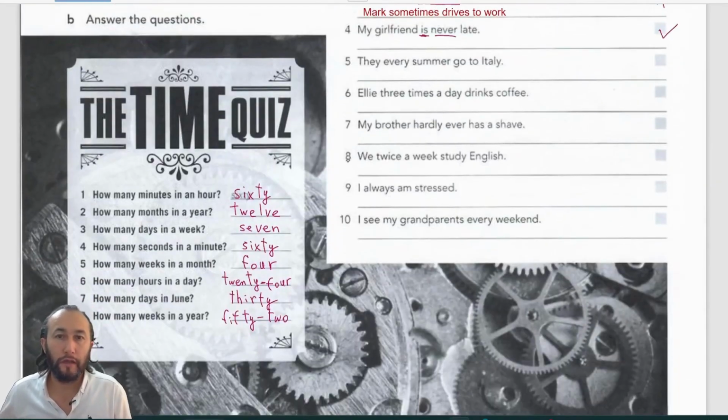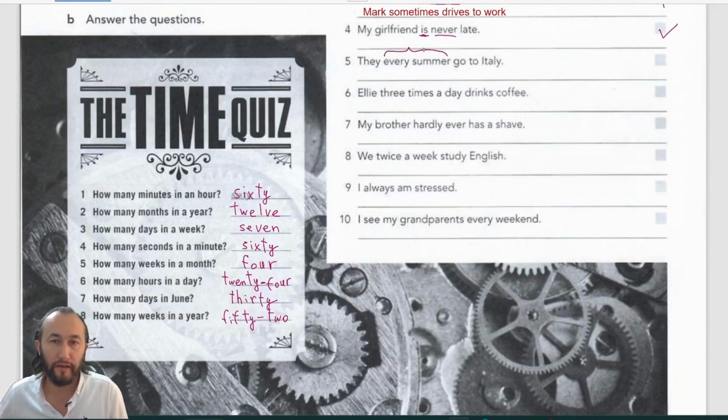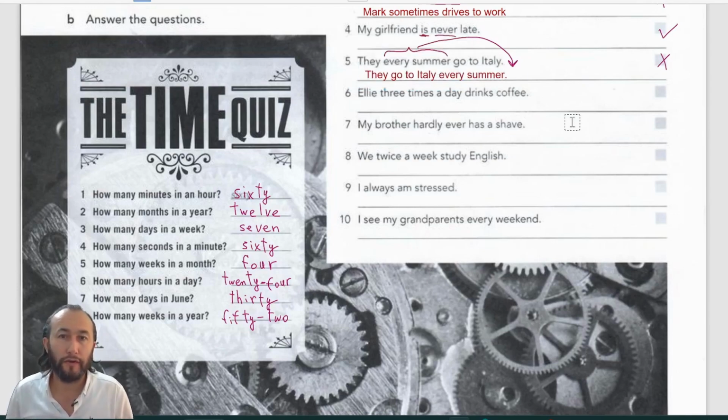Number 5. Let's scroll down a bit. There you go. They every summer go to Italy. We've got the same problem here. Every summer, every day, every month, every week are expressions of frequency. So they have to be placed where? Yep, at the end of the sentence. So we're going to cross it here and write the correct form. They go to Italy every summer. That's perfect.